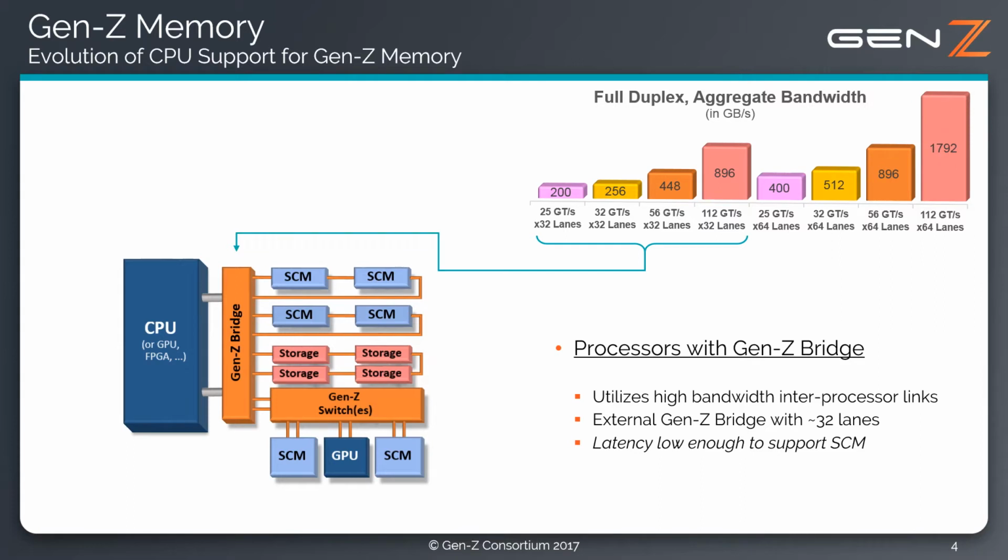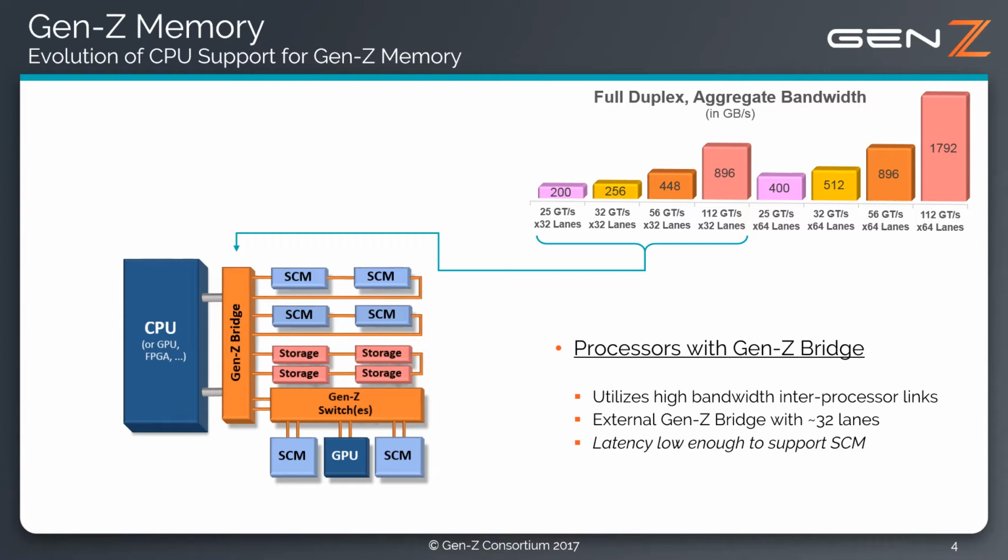Let's take a few moments to look at the evolution of host components, CPUs, GPUs, etc., and their journey towards Gen Z adoption and the effects on Gen Z-enabled memory support over time. The chart at the upper right depicts the full duplex aggregate bandwidth in gigabytes per second for several different Gen Z configurations of varying numbers of lane pairs and lane data rates, where a lane pair consists of one transmit plus one receive lane. We will consider two scenarios that represent how Gen Z may be introduced in a typical server deployment.